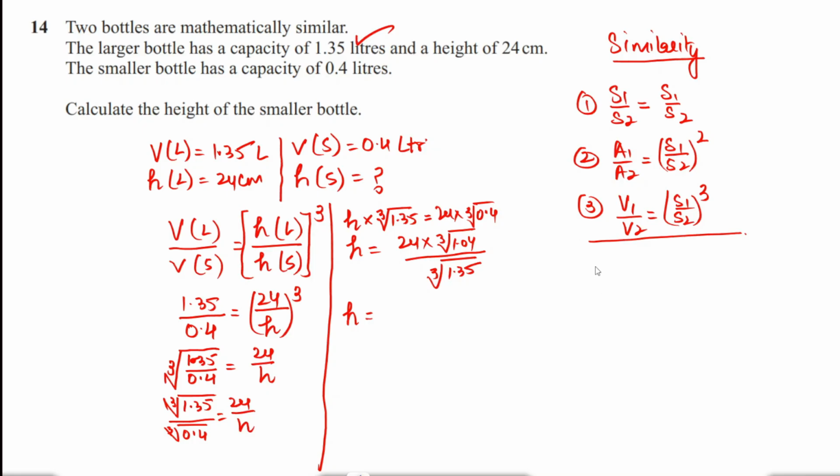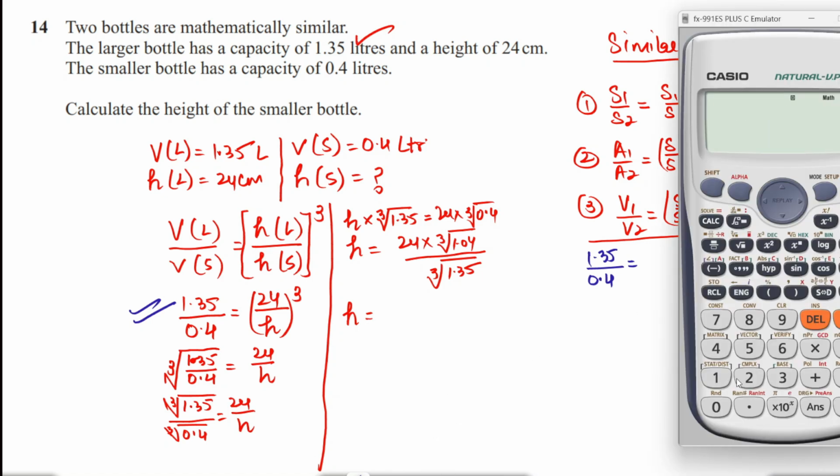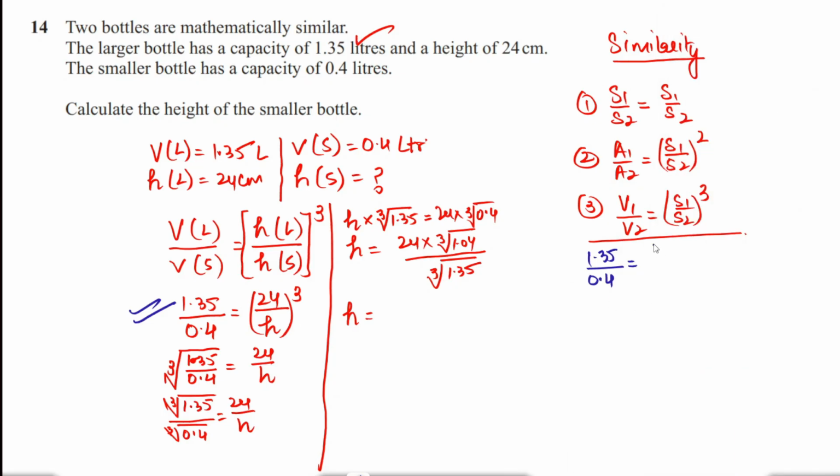Okay, so I'm solving it with the other method from this part only. So 1.35 upon 0.4, and we have to do the cube of 24. So 24 cube, what does it give us? 24 raised to power 3 gives us 13,824, divided by h cube, because this cube belongs to both the numbers, here and here.